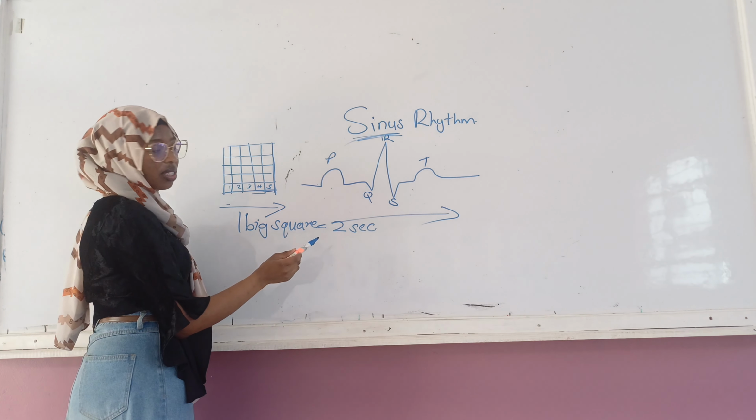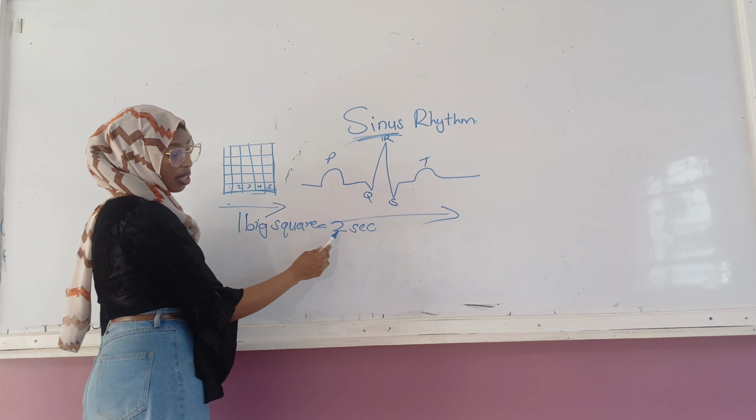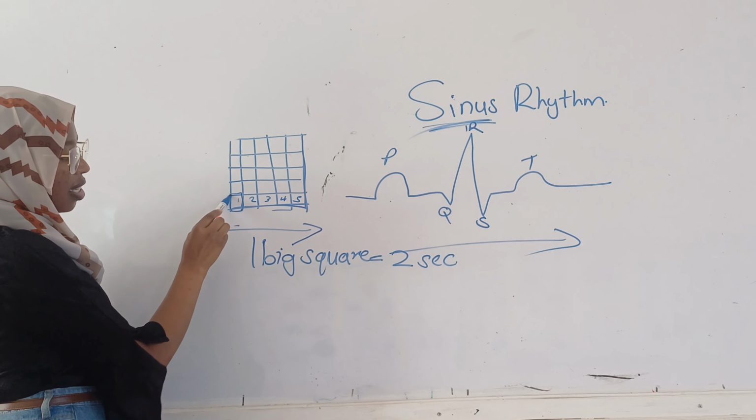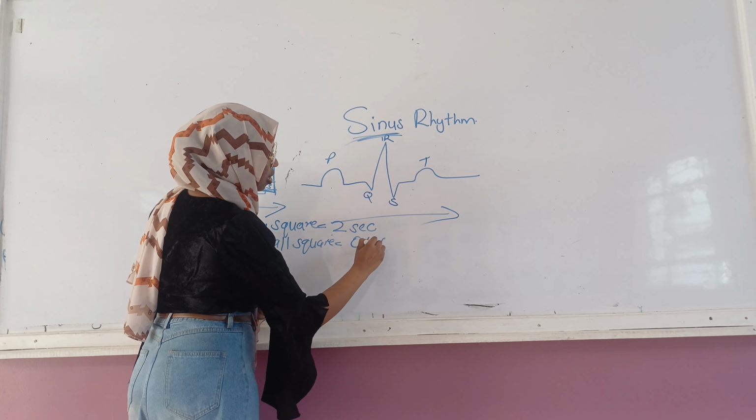1 big square is also the same thing as saying there are 5 small squares. There are 5 small squares present in 2 seconds. What about 1 small square? This one square, you're going to get 0.4 seconds.